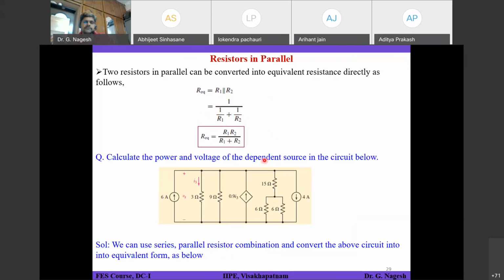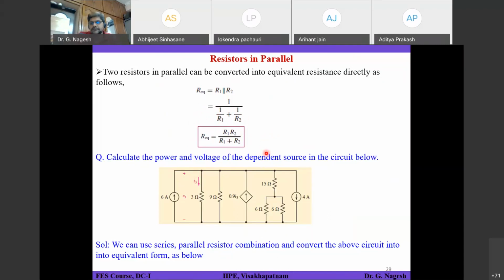I hope you know these things, right? Hello? Yes, sir. You know this simple formula for two resistors in parallel, right? Yes, sir.